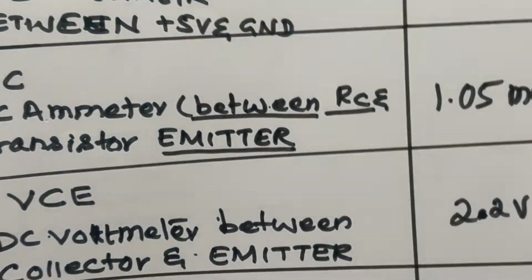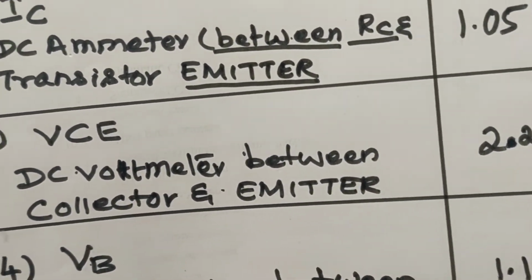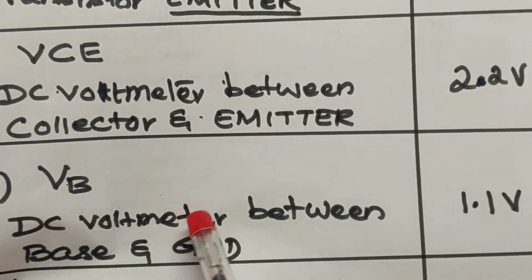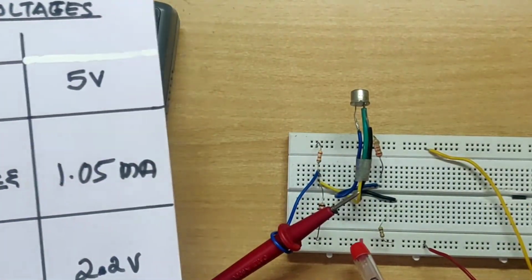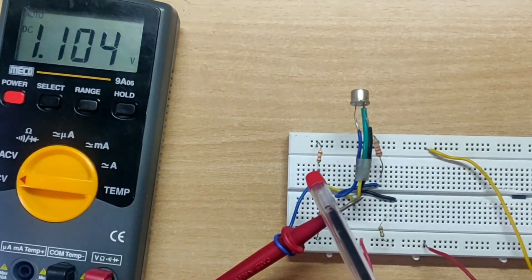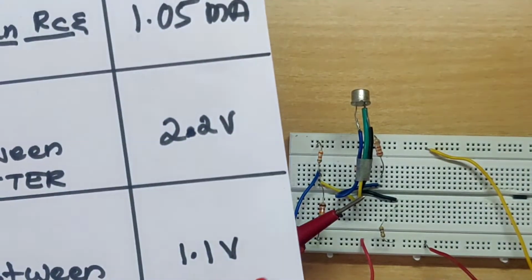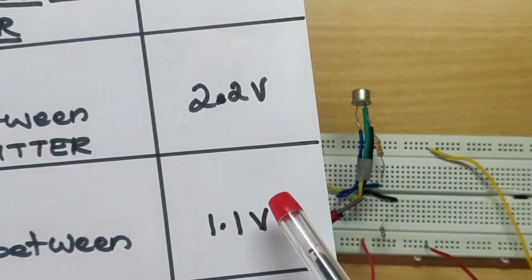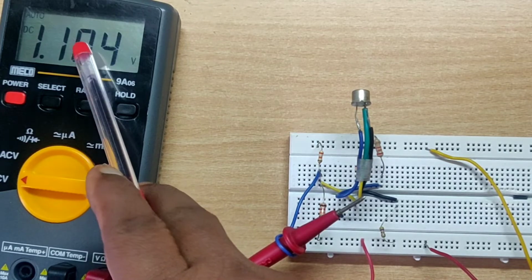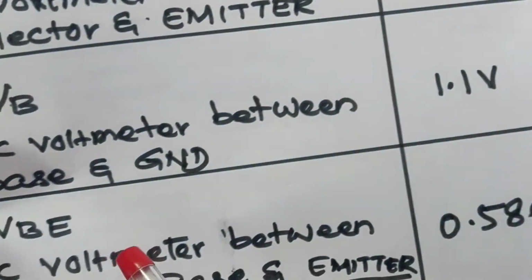Okay, so the next parameter we are going to measure is VB. So VB is measured with the voltmeter between base and ground. Now you see that the ground connection is here, and the voltmeter is connected to base. So according to my design, I have to get 1 point something. So I got 1.1 volt here. Okay. So let us go for the VBE.